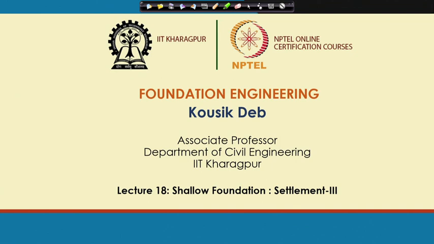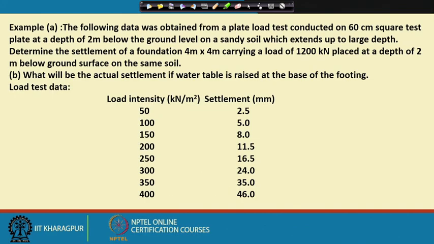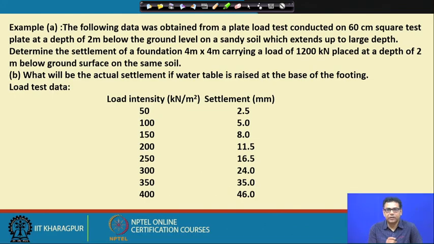So, this is example A, the first example that I am talking about. The following data was obtained from a plate load test conducted on a 60 centimeter square plate. So, the plate size is 60 centimeter, and the plate load test is conducted at a depth of 2 meter below the ground level on a sandy soil, which extends up to a large depth. That means it is homogeneous soil.